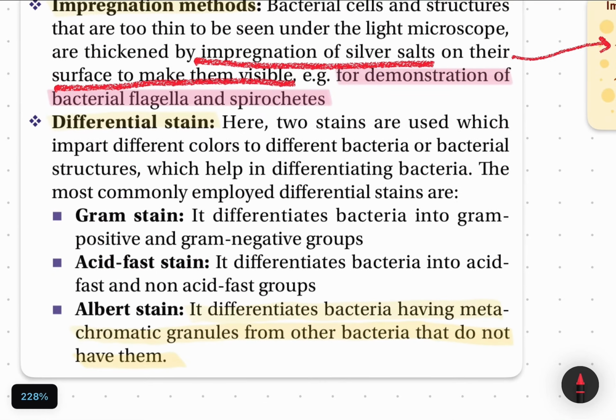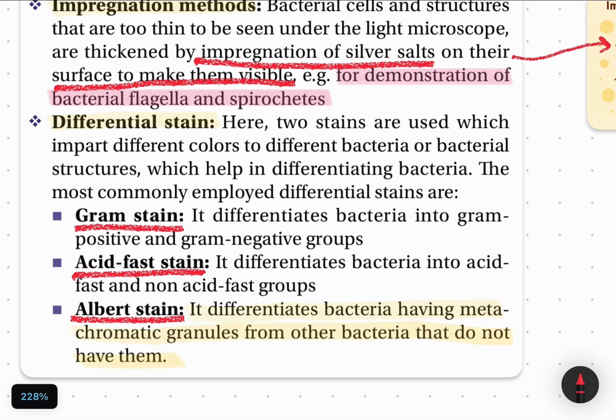Now the differential stain, this is where the gram stain belongs. You are using two stains. Some of the bacteria will take up one stain and others will take up another stain, so you can differentiate the bacteria. In differential stains there are three types. First one is gram stain, second one is acid fast stain, and third one is Albert stain.